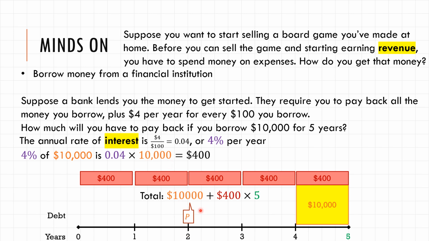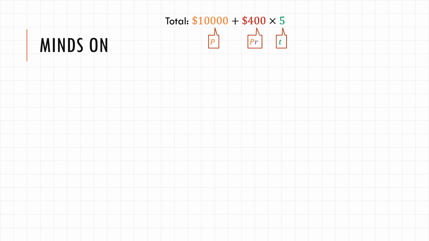So this is the principal P. The way we got 400 was we did P times R, the principal times the interest rate. And then we have to multiply that by T. That is the term, that is the number of years. This is the formula or the equation for simple interest. How much you have to pay back if you borrow a certain amount of money for a certain amount of time at a certain interest rate. So that is the formula for simple interest.